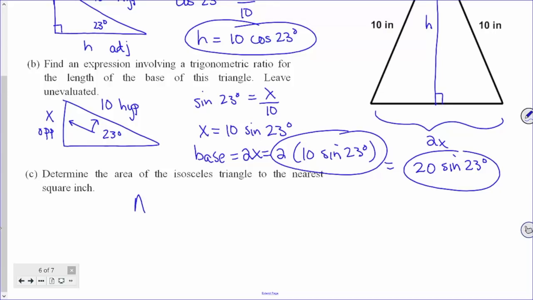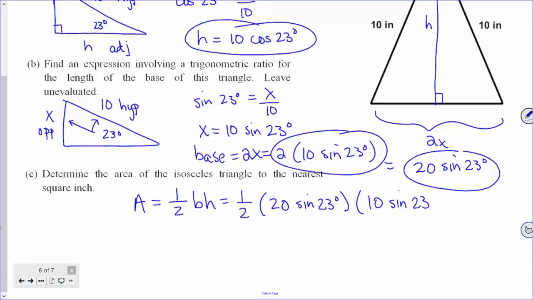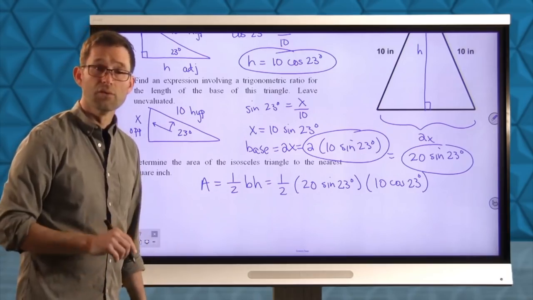Well, the area, right, will be 1/2 base times height. We know that the base is 20 times the sine of 23 degrees. We know that the height is 10 times the sine of 23, whoops, not sine, it's the cosine. That would definitely throw my answer off. 10 times the cosine of 23 degrees. And now I most certainly need to use my calculator.